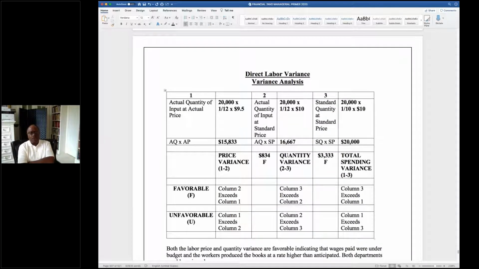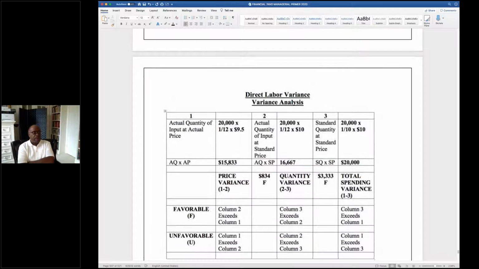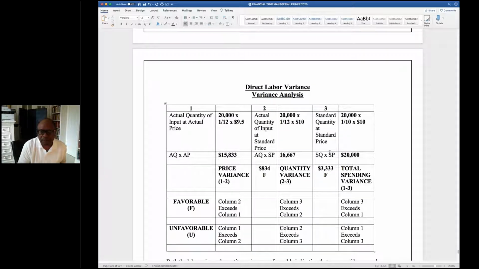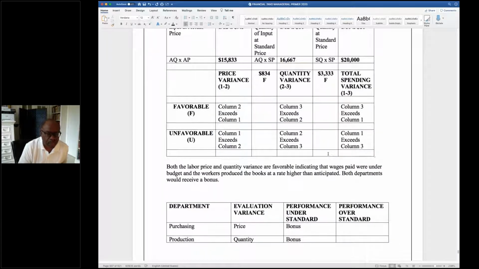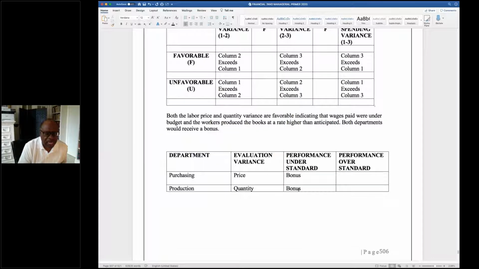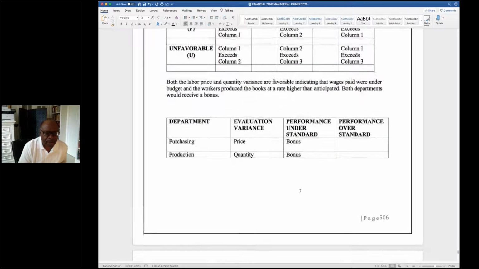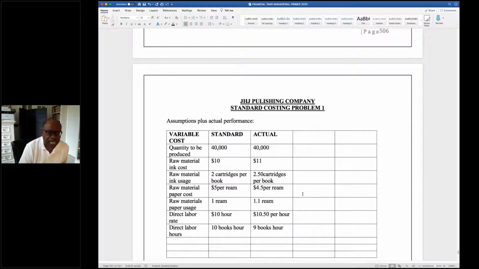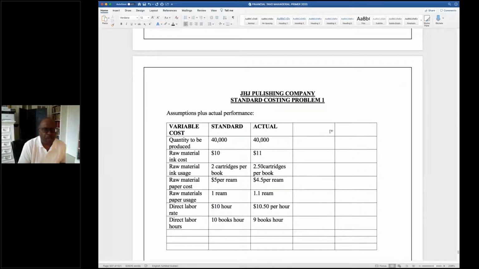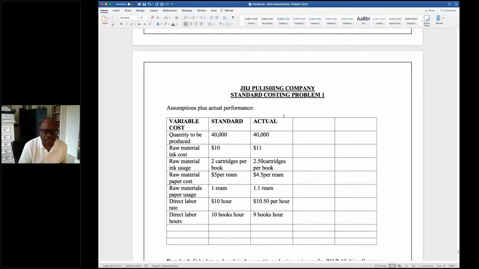So that's how you run a large company where you're making 50 different products. You've got to have all of this in place so you can monitor each product. If not, you'll be out of business. So in this case, both purchasing and production get a bonus. So your task, should you decide to accept, teams 1 through 3, you've got standard costing problem 1.